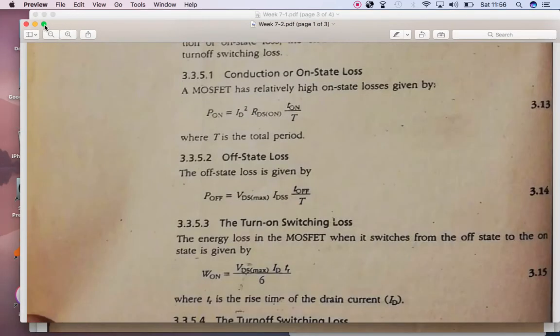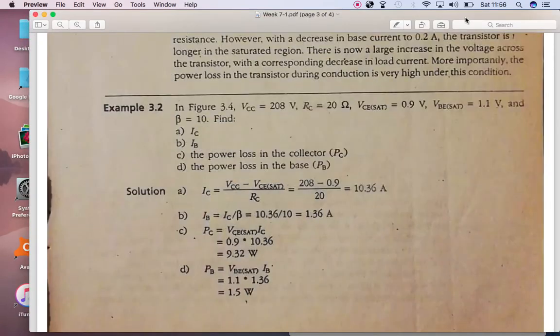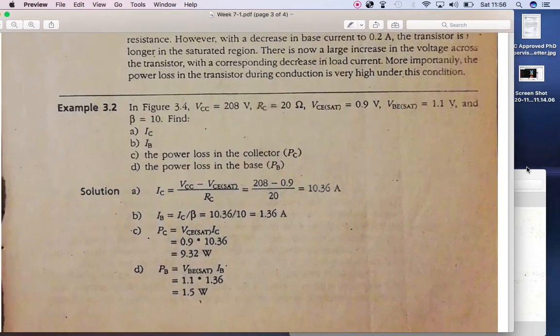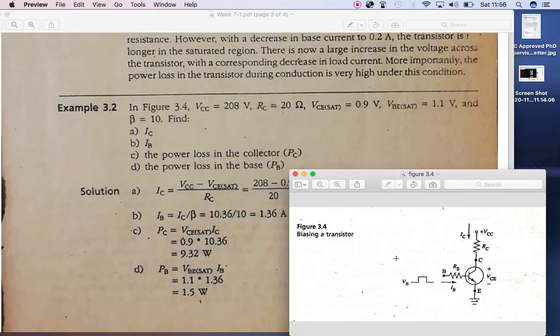So we are to find the value of IC, which can be calculated by this formula by putting all the relevant values which are given to us, and it is 10.36 ampere. As it is the common base configuration, the value of IB depends upon this ratio, putting the relevant values of IC calculated earlier over here and the beta, which is the current gain in the common base configuration, to calculate the value of IB, which is the input current. And then we have to calculate the values of losses of power at the collector and the base terminal.